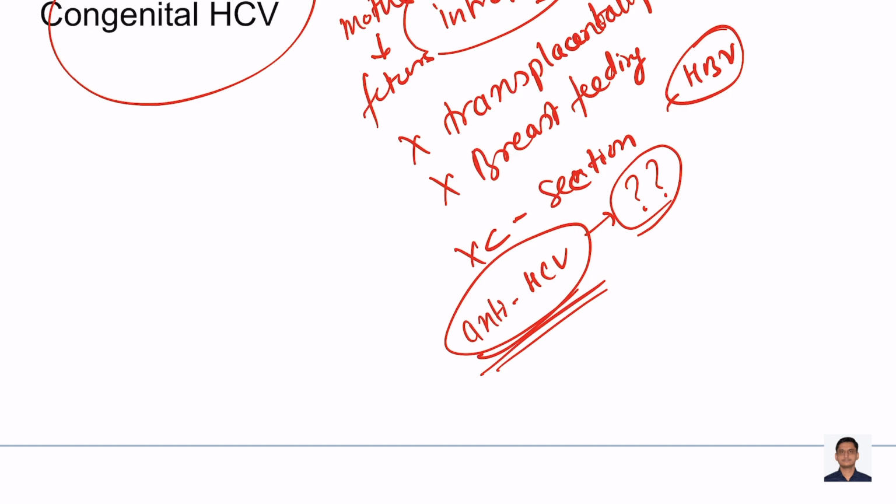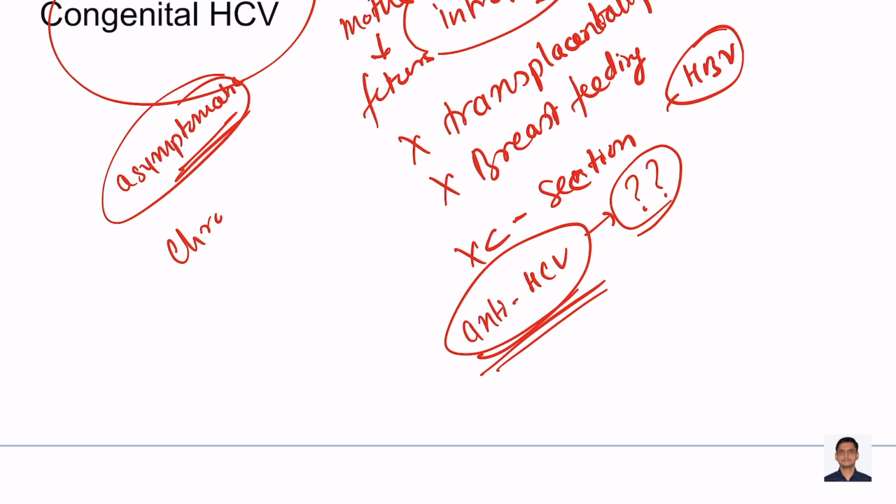HCV RNA PCR can be done after 2 to 3 months to detect its load in the newborn, or anti-HCV antibody can be detected after 18 months in the newborn, when the mother's antibody wanes off. Usually it does not cause any symptoms, that is, the newborn remains asymptomatic, but can develop chronic hepatitis later in approximately 15% of cases.